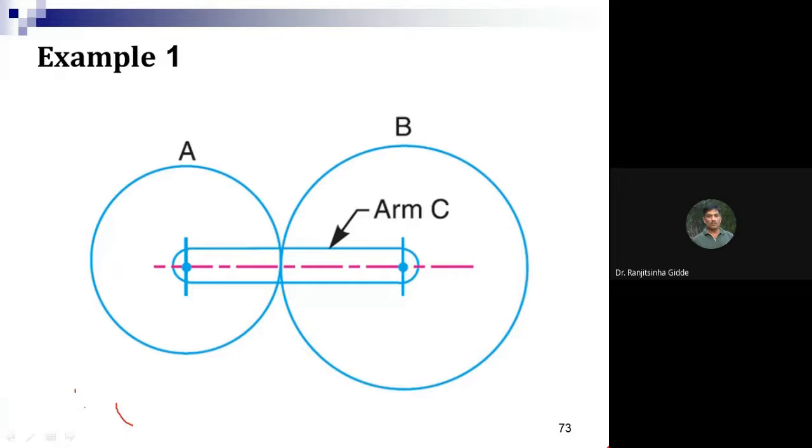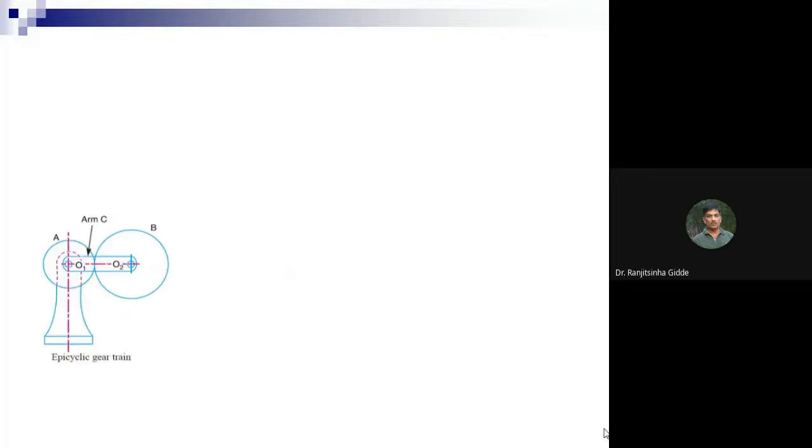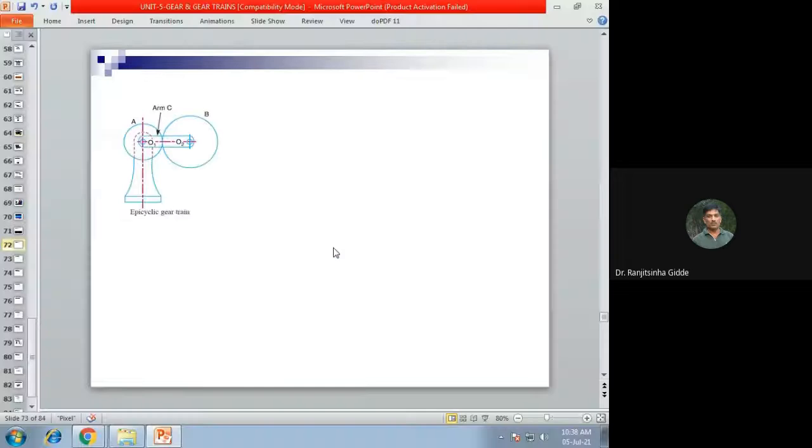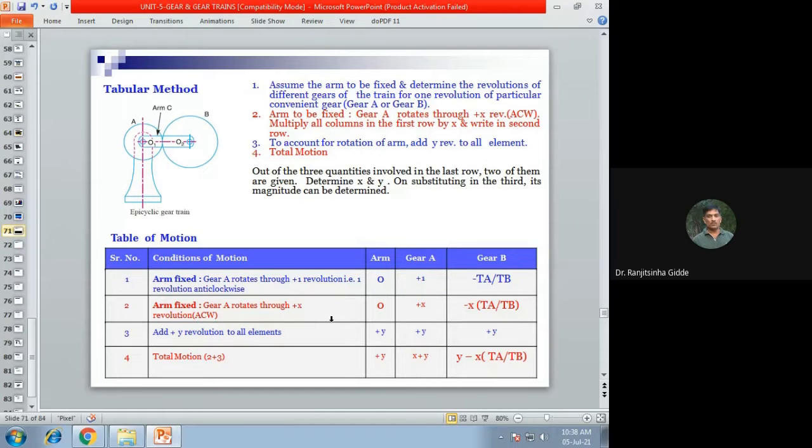So already we have seen the table here. This was the table. So the condition of motion: once the preliminary statement is given, then they have given the conditions. If the arm rotates 150 rpm in anti-clockwise direction about the center of gear A, which is fixed.